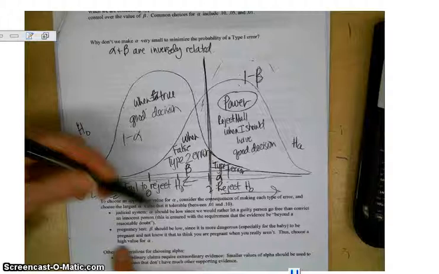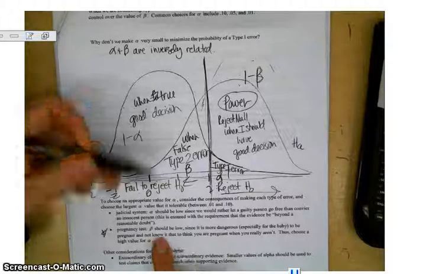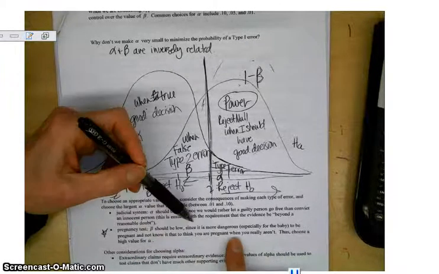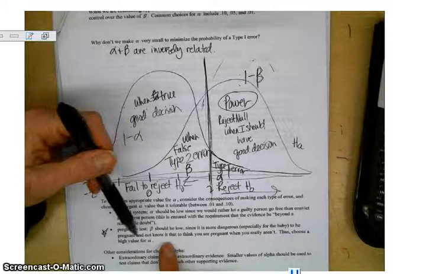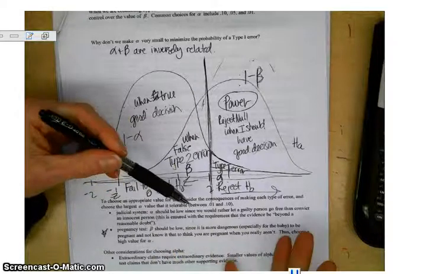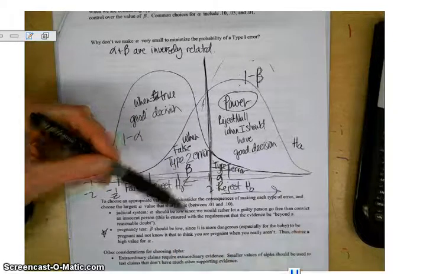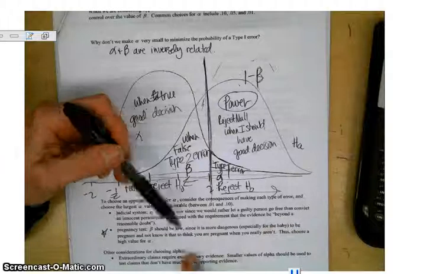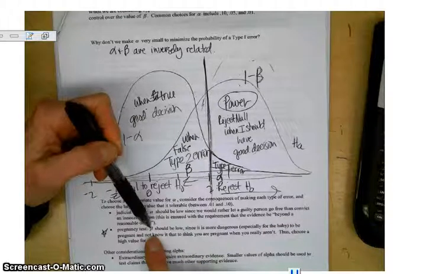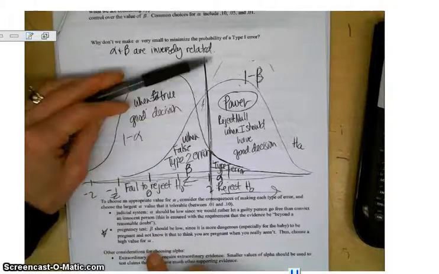So, now on the pregnancy test, you want beta to be low because it's more dangerous, especially for the baby, to be pregnant and not know it or think that you're not. Okay, so you don't want it to give you a false negative. So in this case, a pregnancy test, you would want beta to be low. So it really depends on the situation.